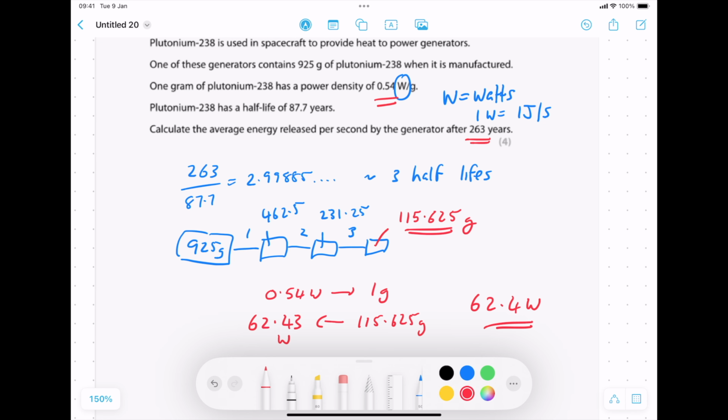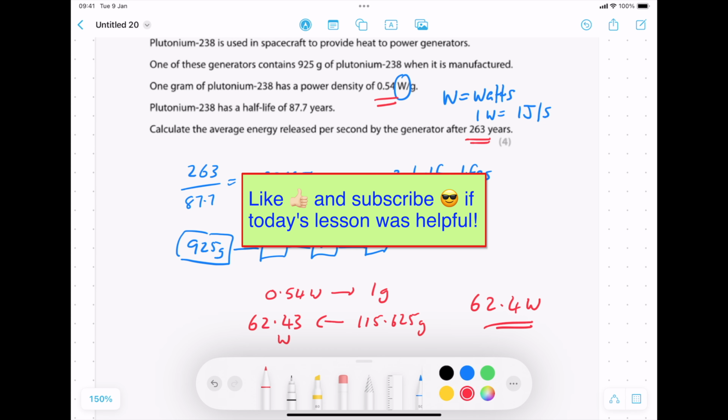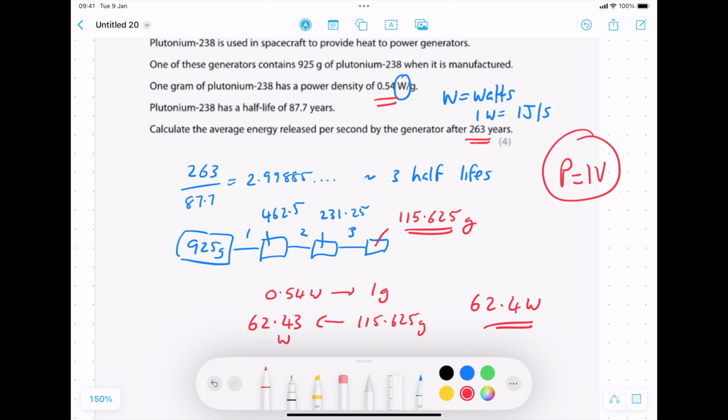I think this question is difficult because it draws on some knowledge from electricity, and you've got to understand what power is. Power is measured in watts, and 1 joule per second is 1 watt. You may have seen the formula P equals IV, power equals current times voltage, which is not related to this question, but power can be thought of in a different context to electrical circuits.